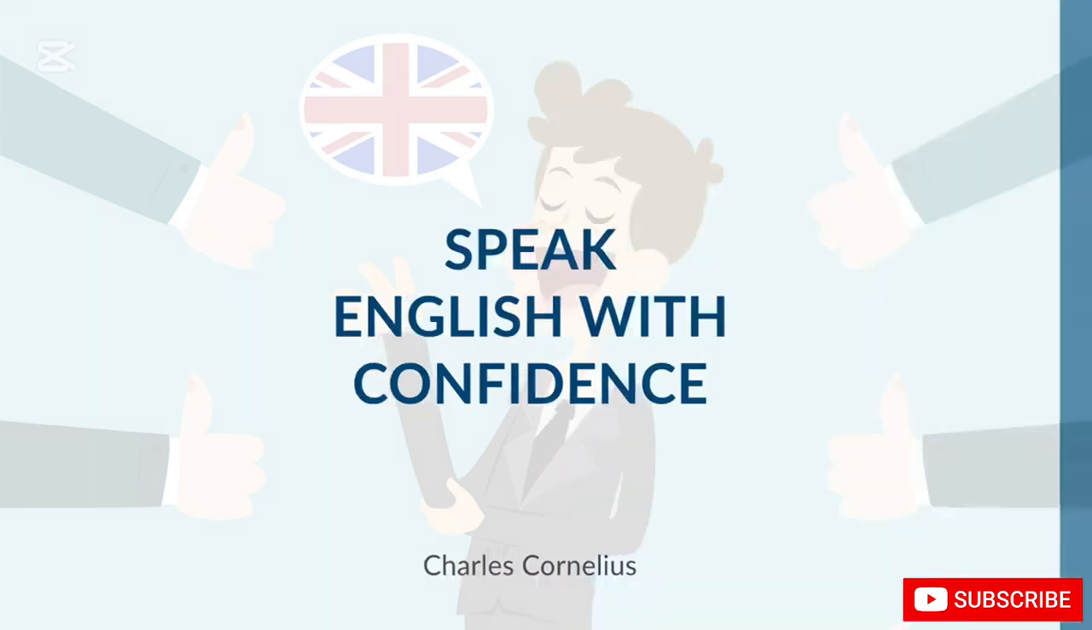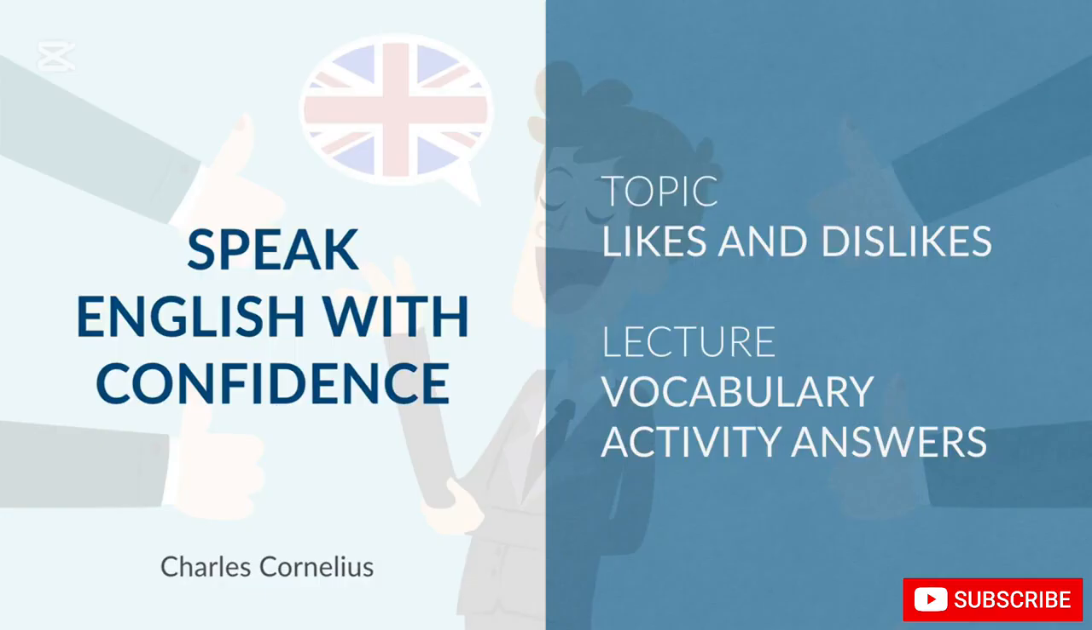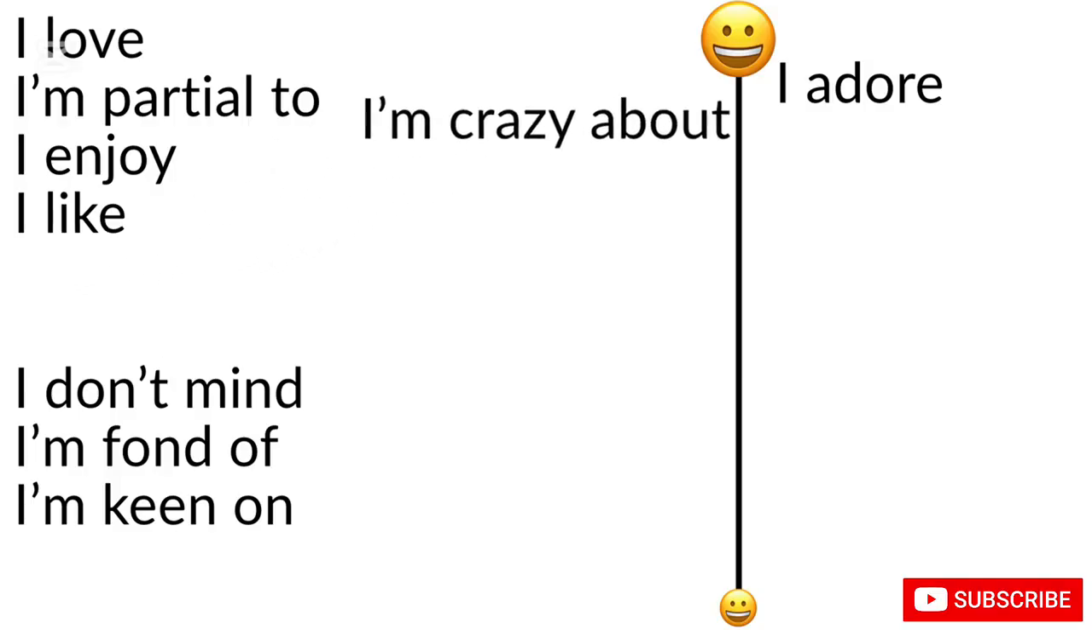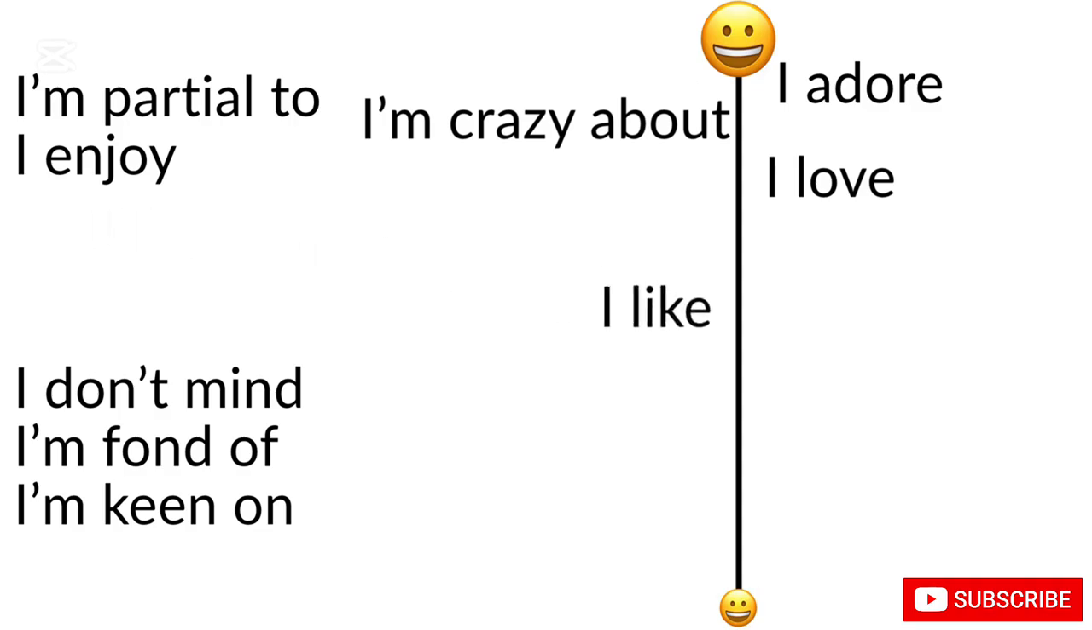So let's look at the answers to the vocabulary activity. And first of all, let's look at the likes language. So I think the strongest here is I adore. It's a very strong piece of language. And I'm crazy about comes next. I love. So a little bit less strong than I adore. And in the middle, I like, I enjoy.